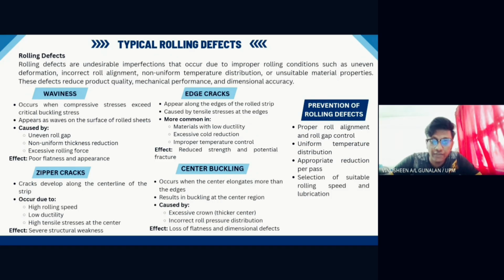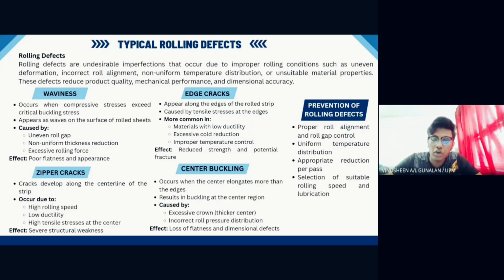So for last, we have center buckling, which occurs when the center elongates more than the edges, which results in buckling at the center region. It is caused by excessive crown, like a thicker center, and incorrect roll pressure distribution. So it has the effect of loss of flatness and dimensional defects.